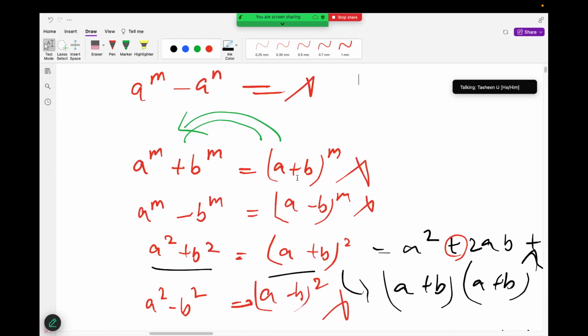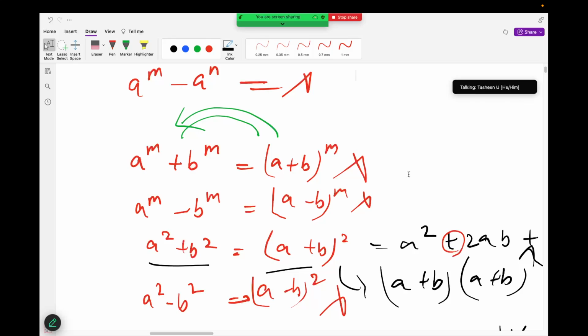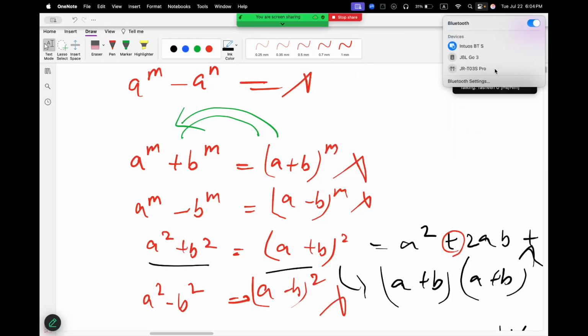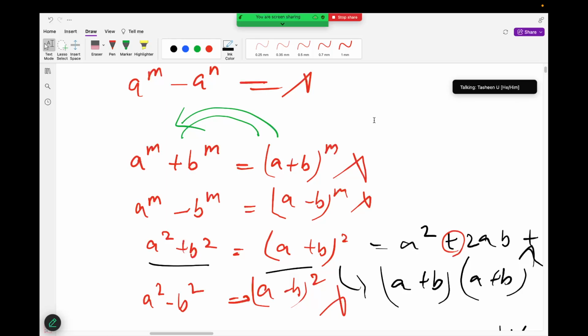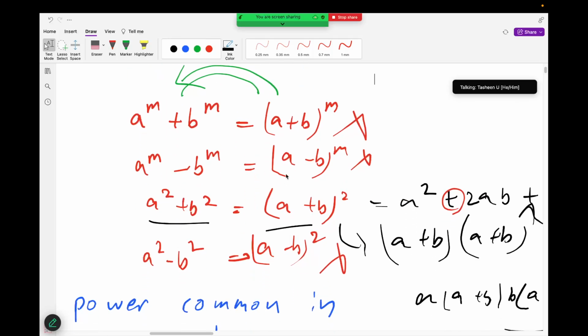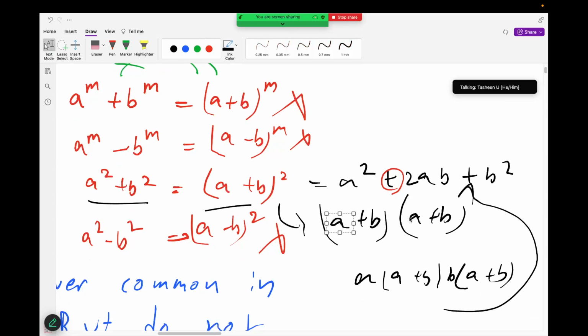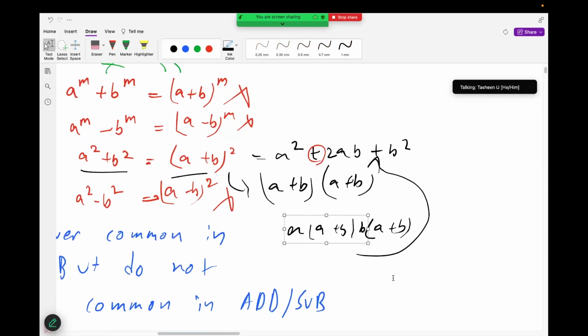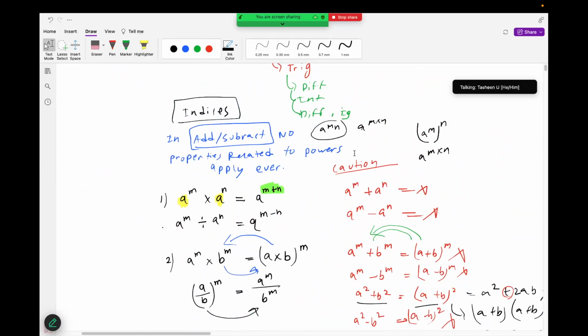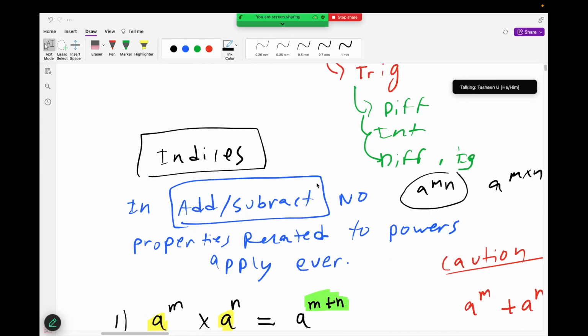You know why? Because (a + b)^m, let's say I am simulating this with the formula (a + b) whole squared, which is not a squared plus b squared. Is (a + b) squared equal to a squared plus b squared? No, it's plus 2ab. It is (a + b) into (a + b), and then you multiply a with the whole thing and then b with the whole thing. So do not make this mistake. This is an error.